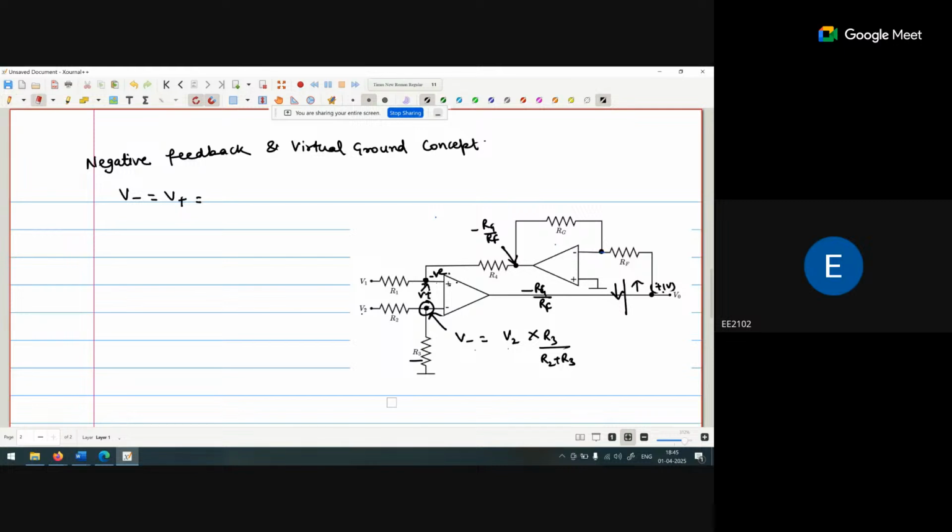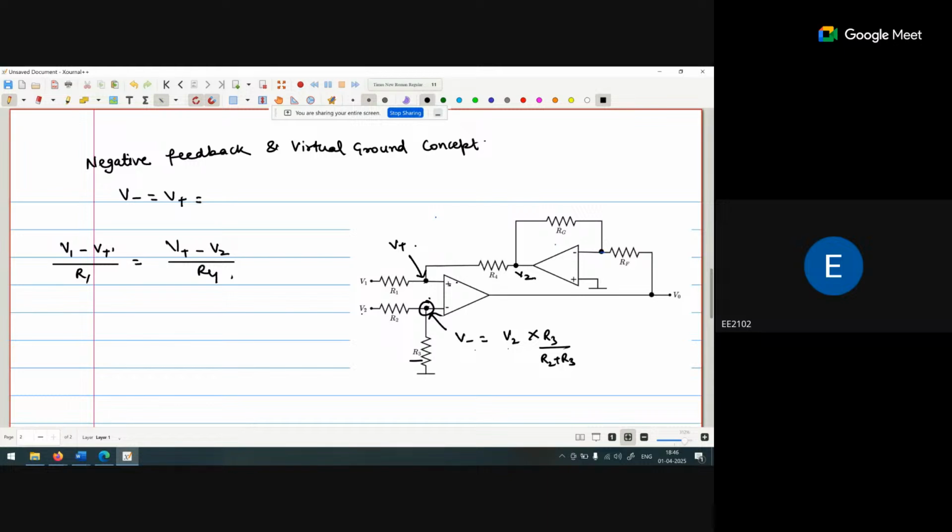Clear? Any doubt? So due to the negative feedback and virtual ground concept, this V plus voltage becomes equal to the V minus voltage. So this is the V plus voltage. Now apply the KCL. So V1 minus V plus upon R1 is equal to, if I say that's the V2, so V plus minus V2 upon R4.